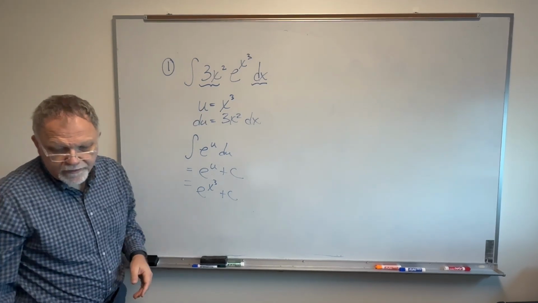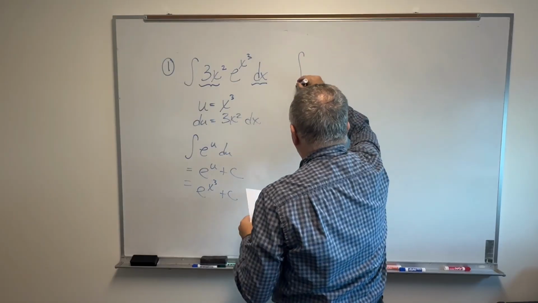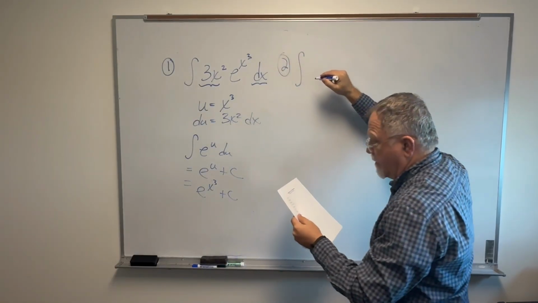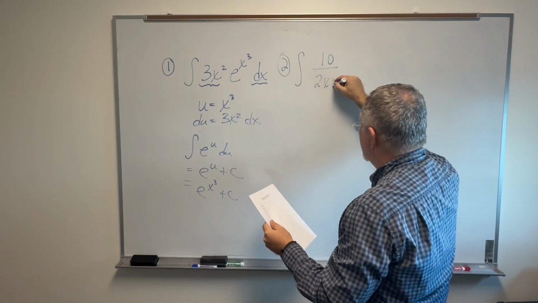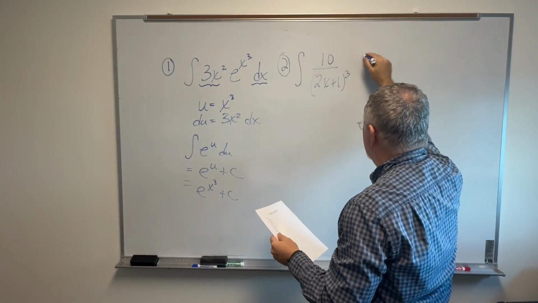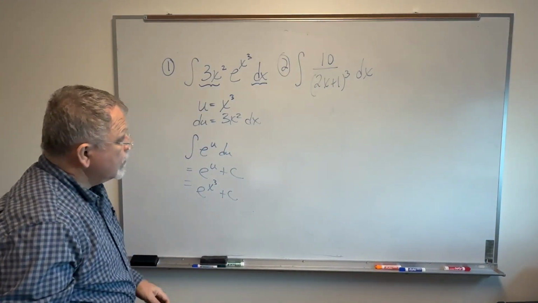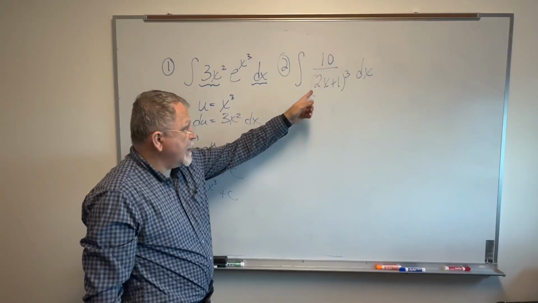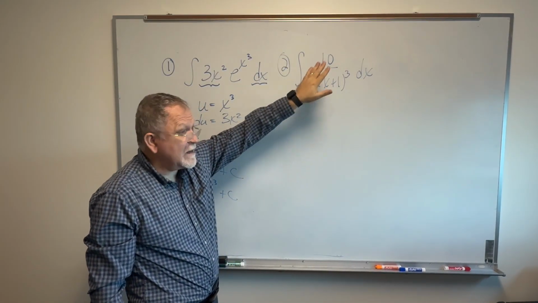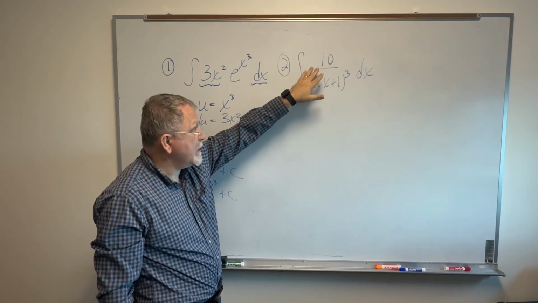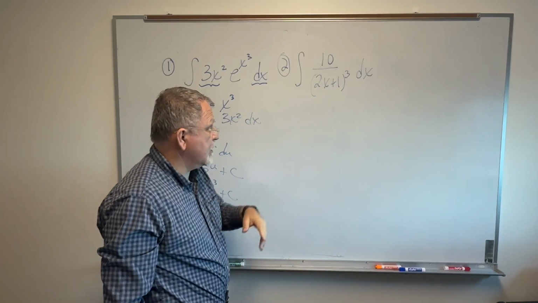All right, let's do problem number 2. Problem number 2 looks like this. The integral of 10 all over (2x plus 1) quantity cubed dx. Well, I observe that the derivative of this quantity in the parentheses is 2. 10 is bigger than that, 5 times bigger than that. But yeah, I can make this work in terms of rewriting this integral using integration by substitution.